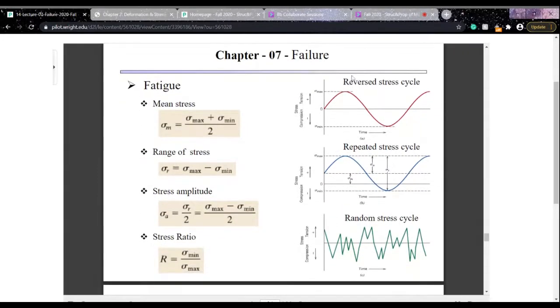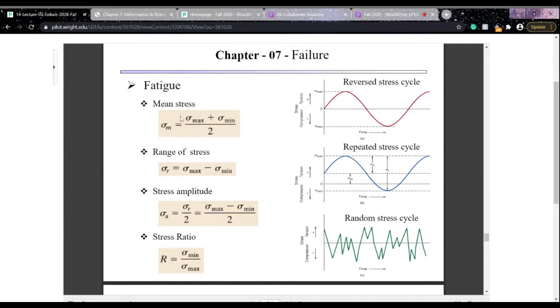So it is a reverse stress cycle where you have a maximum and minimum of the stresses, and then there is a repeated stress cycle which undergoes the same fluctuations in the stress level after a period of time, and this is a random stress cycle where the maximum of the tension and compression are different. So when you have the maximum and minimum of the stresses, you can calculate the mean stress, the range of stress, stress amplitude, and the stress ratio.